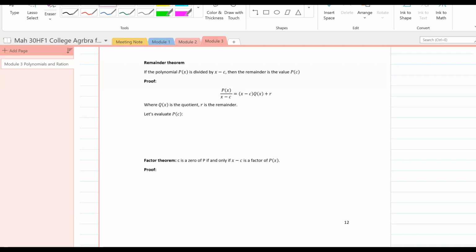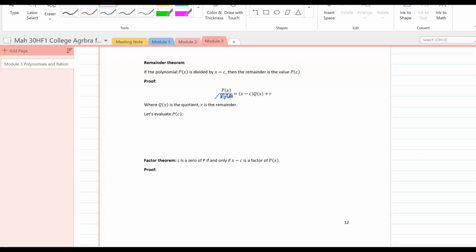If the polynomial p of x is divided by x minus c, then the remainder is the value p of c. Prove: p of x is equal to x minus c times the quotient q of x plus r.